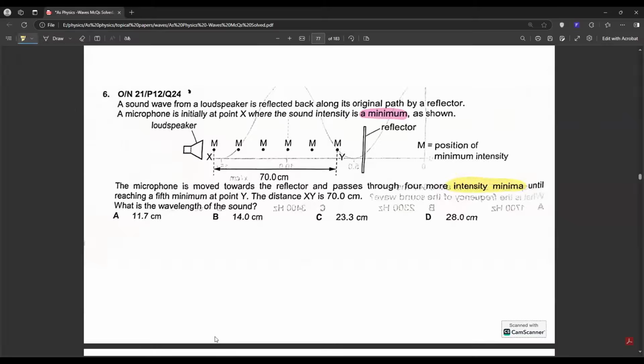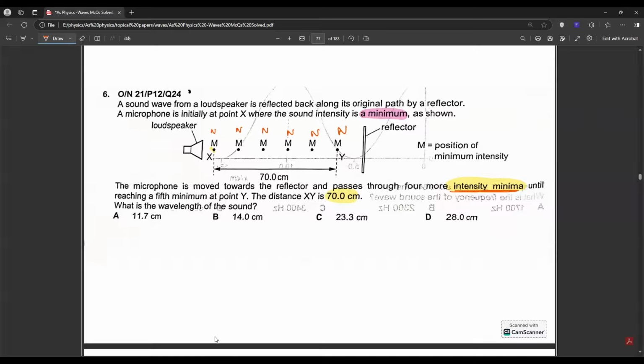So the intensity was minimum at X, then it passes through 4 more intensity minimas until it reaches a fifth minimum at point Y. The distance XY is 70 centimeters. What is the wavelength of the sound? You have to calculate the wavelength of the sound. So if you have an intensity minimum, what does that mean? This is a node, this is a node, and so on.